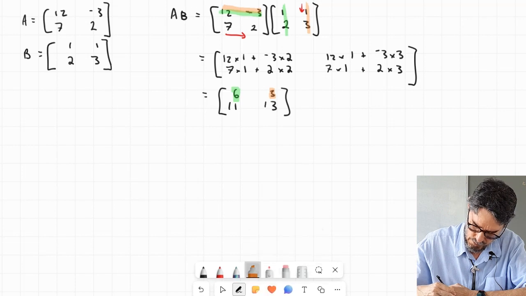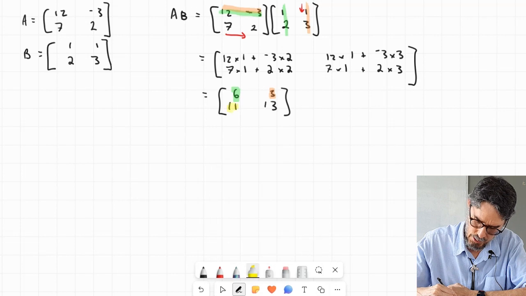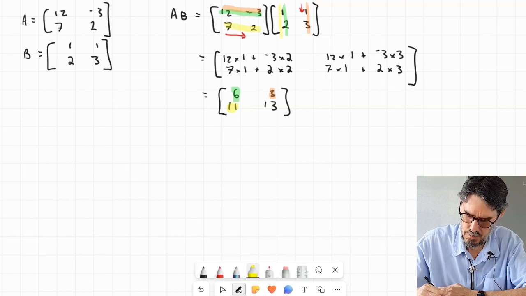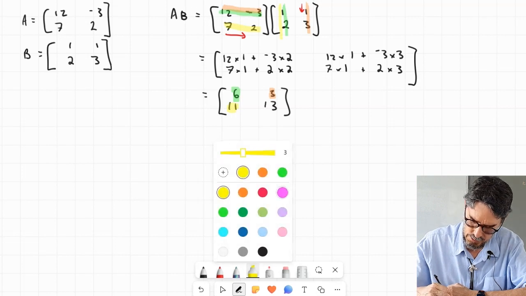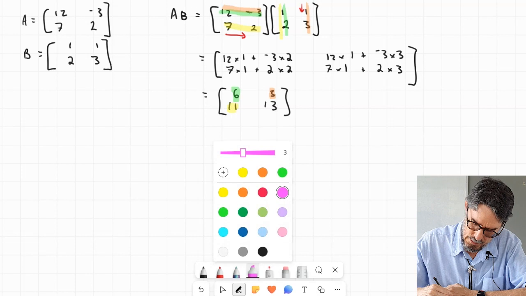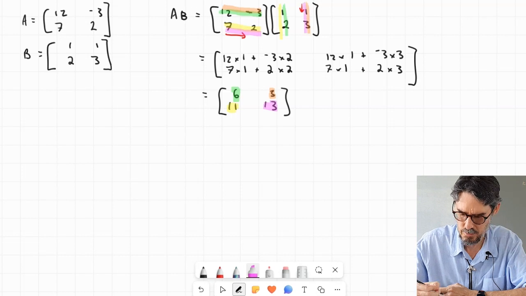Come on, there we go. This element, it's in the second row, so it came from the second row. It's in the first column, so it came from the first column. And finally, the last one, it's in the second row, so it came from the second row. It's in the second column, so it came from the second column.